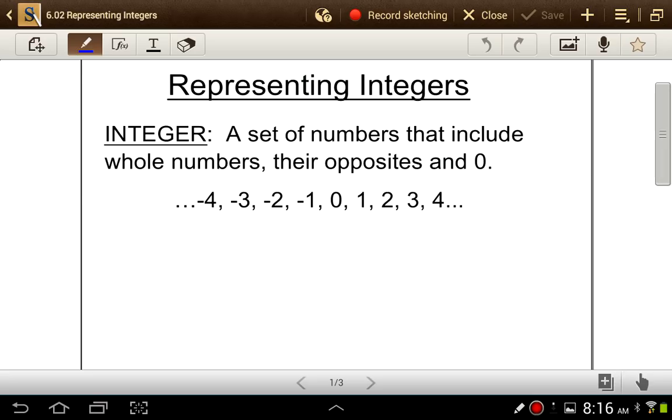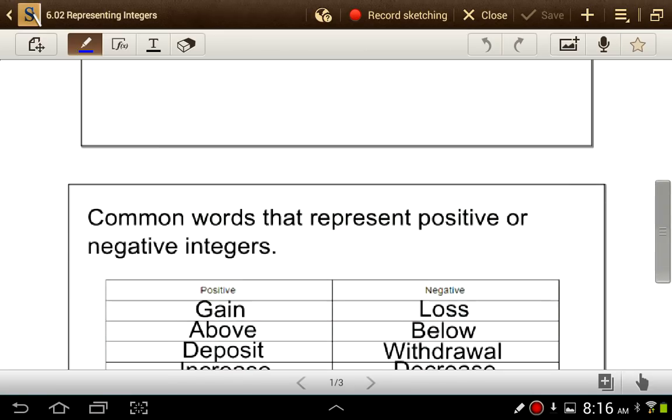So I have a listing here of our integers. They go on to the left more and to the right more. But we can see we have our negatives going to the left, and we count going to the left, kind of the opposite of what you do for the positives. Okay, I'm going to go on to our first slide here.